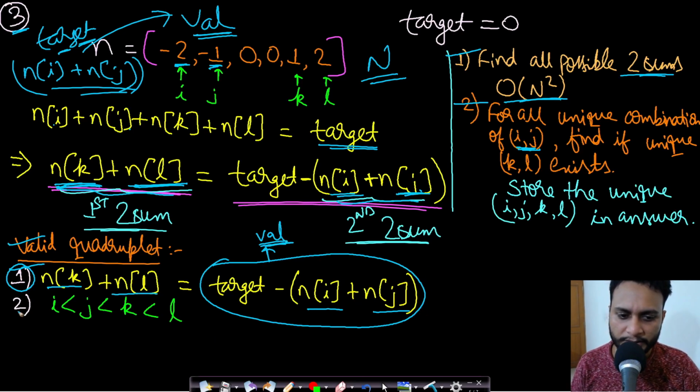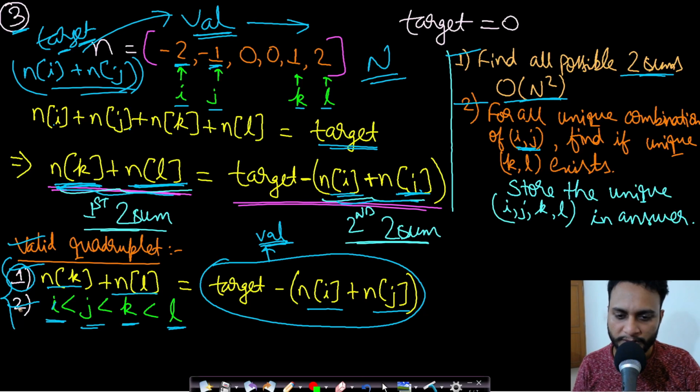Now the second condition is i should be less than j, j should be less than k, k should be less than l. So this is according to the way which I have solved. I was maintaining order, and i and j will always fall to the left-hand side of k and l. So this order should be maintained so that no two elements are equal, right? That is why the order should be maintained. So these are the two things which should be taken care of.